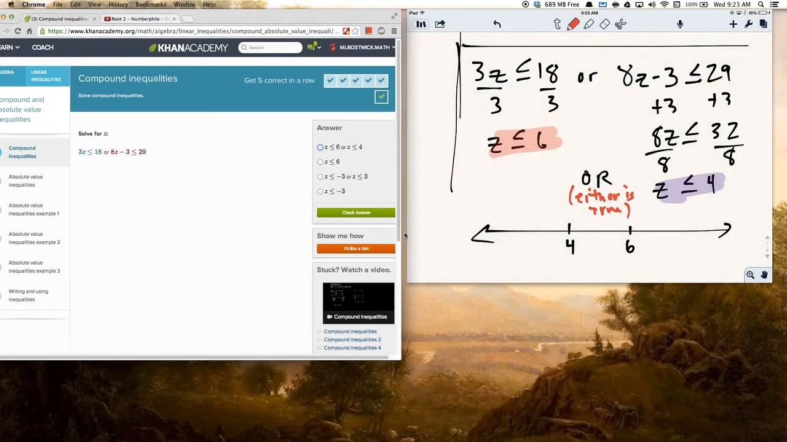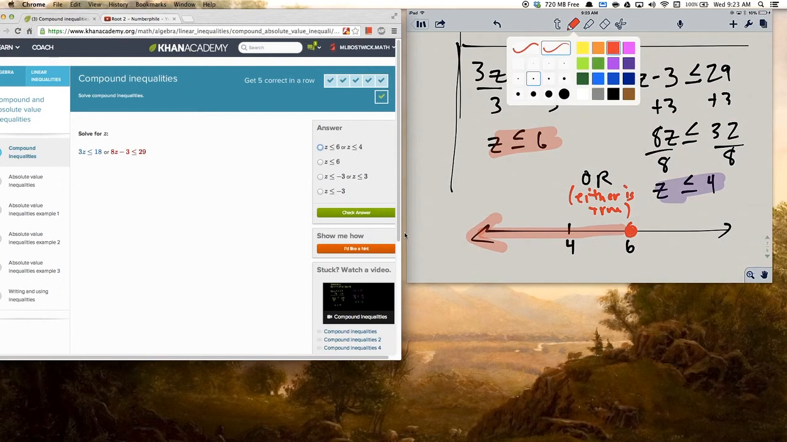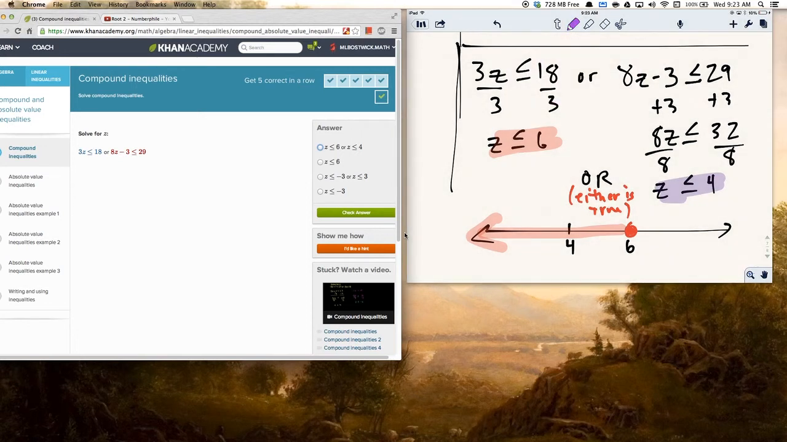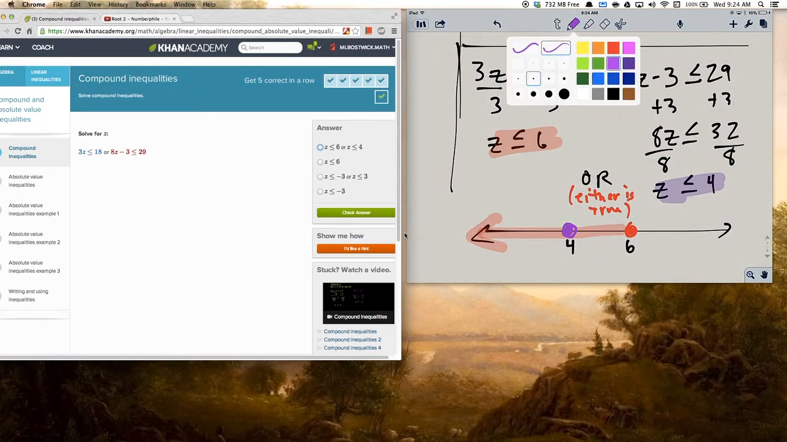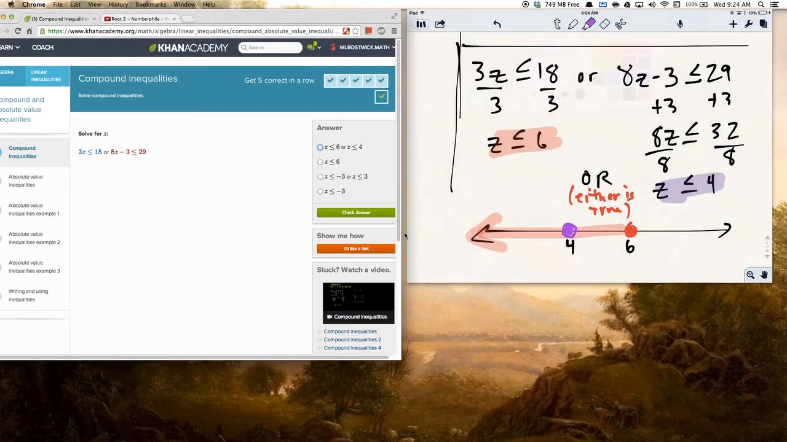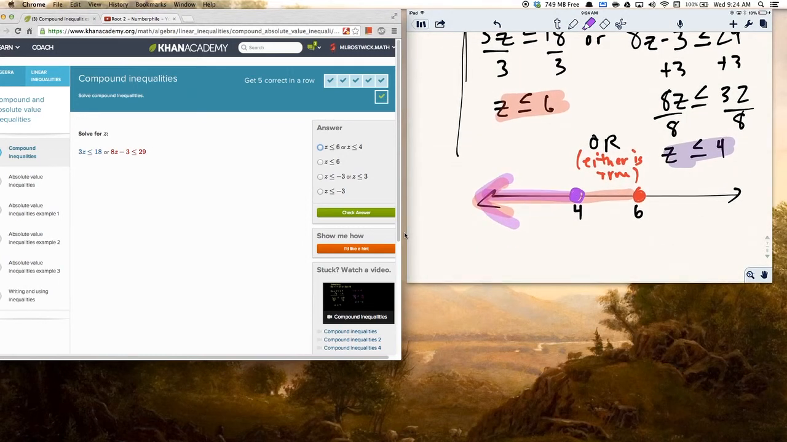So z is less than or equal to 6. I'm going to put a closed circle at 6. Less than or equal to is to the left, which I'll do with a shade. Okay, now I'll look at z is less than or equal to 4, so I'll put a closed circle there because it could be equal to, and then again I'll shade to the left. Okay, and so when I look at this, either one can be true.